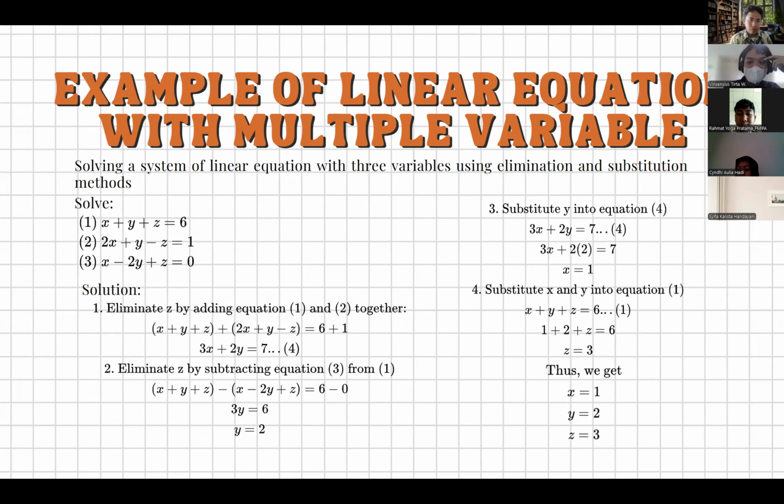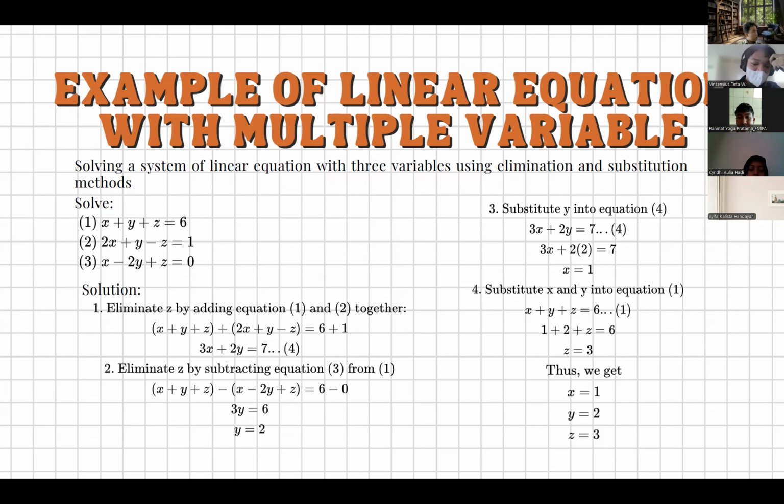Example of a linear equation with multiple variables. Solving a system of linear equations with three variables using elimination and substitution methods. The first equation is x plus y plus z is equal to 6. The second equation is 2x plus y minus z is equal to 1. The third equation is x minus 2y plus z is equal to 0.